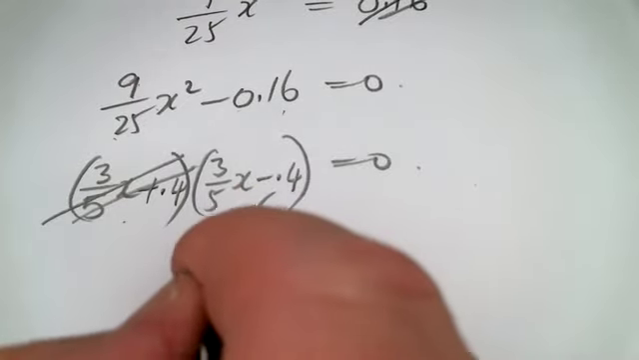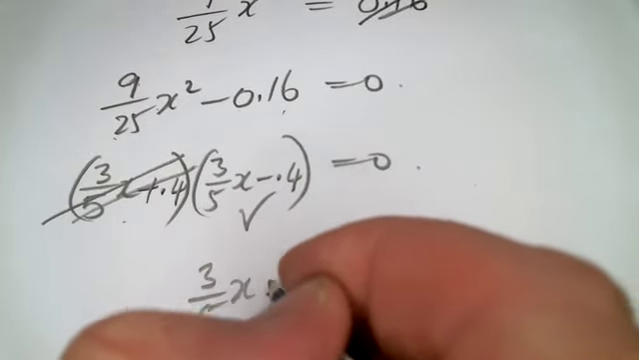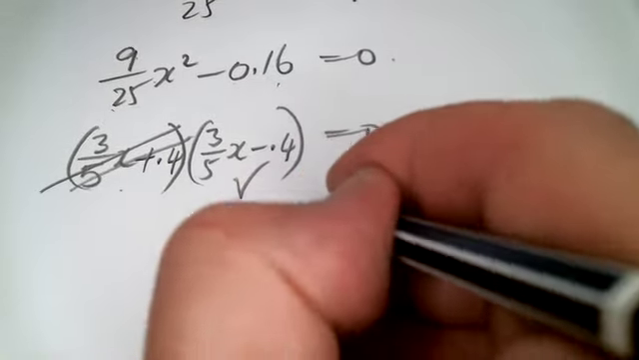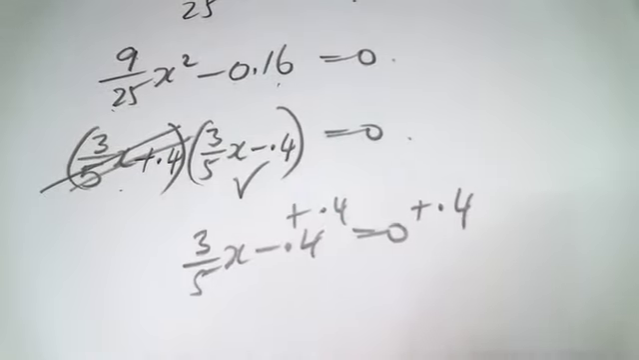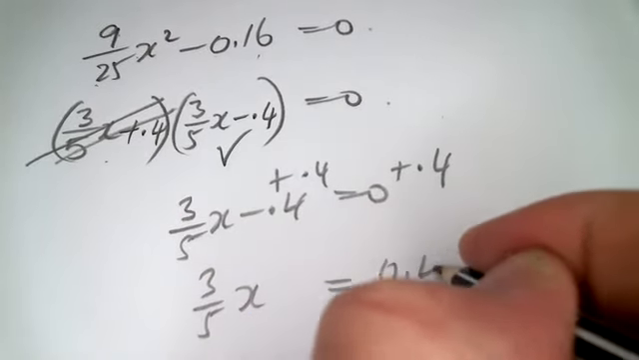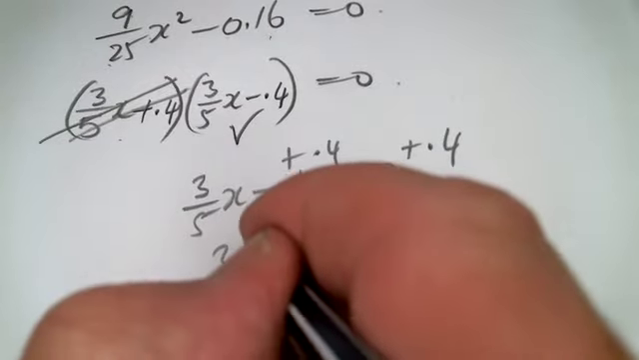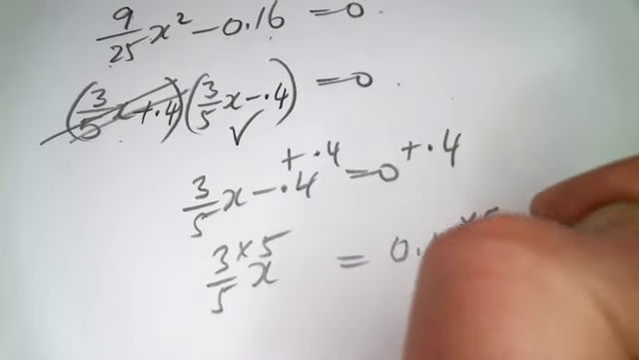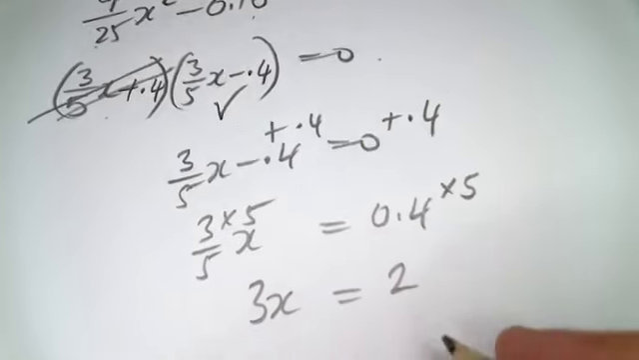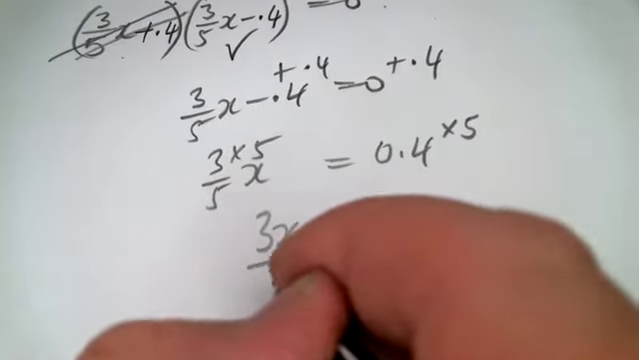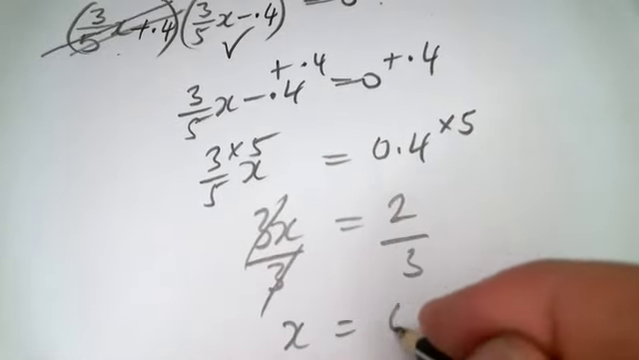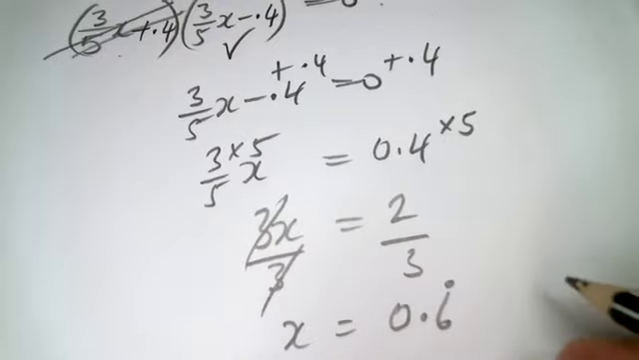So we're going to say 3/5 x minus 0.4 is equal to 0. Let's add 0.4 to both sides, so I've got 3/5 x equals 0.4. Let's multiply both sides by 5. Five 0.4s are 2.0, so 3x is equal to 2. Let's divide both sides by 3, and x is equal to 2/3, or 0.6 recurring.